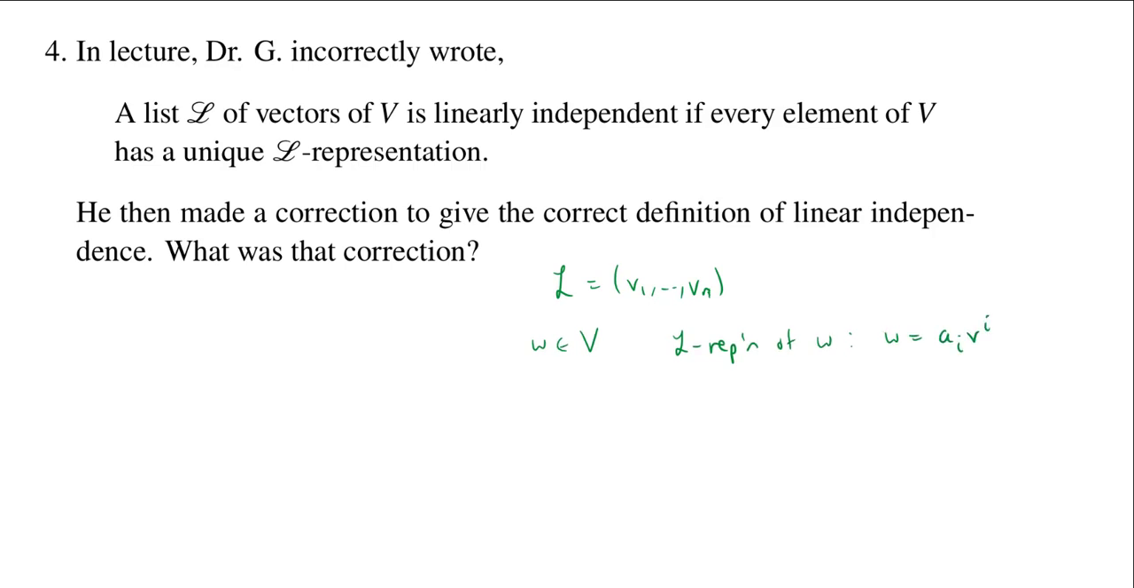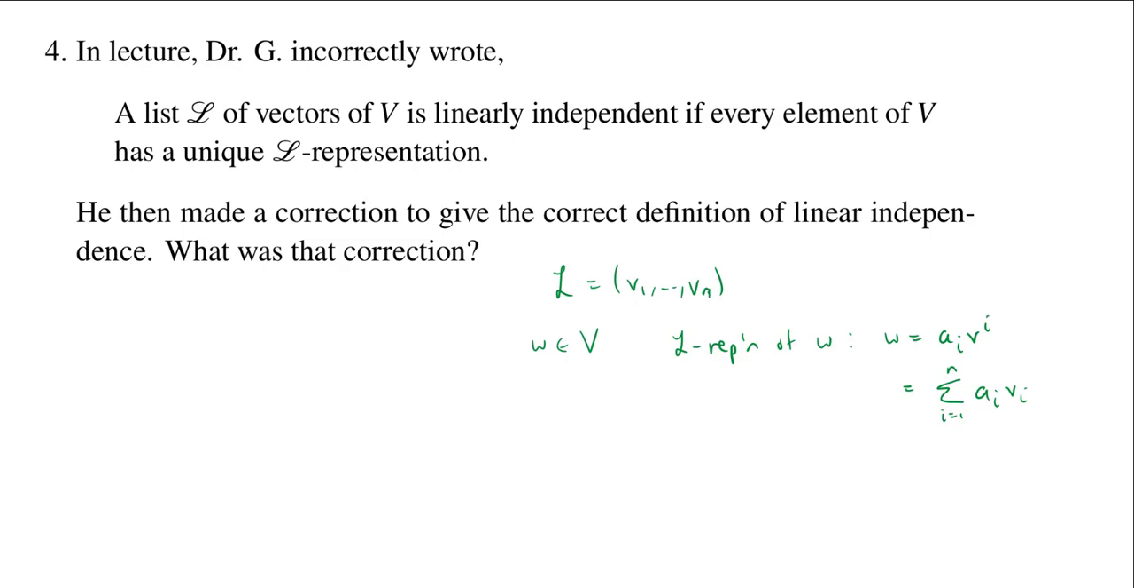So here I'm using the Einstein summation convention. So this, remember, means that I'm actually adding, right? I goes from 1 to n here, a sub i, and it doesn't matter whether I use an upper or lower index. But for the convention, of course, we use the upper index to show that we're summing over i. Okay, so this would be an L representation of W. And linear independence means every element, right, has a unique L representation.